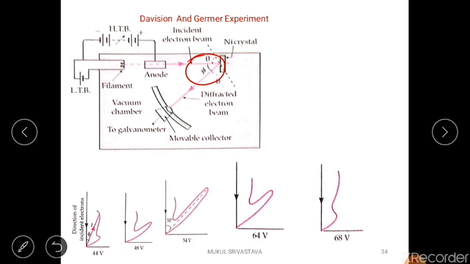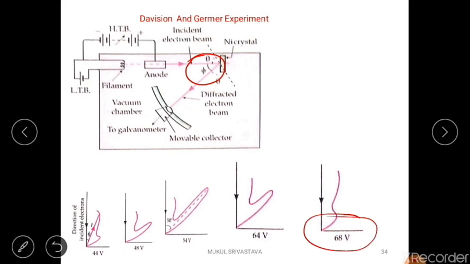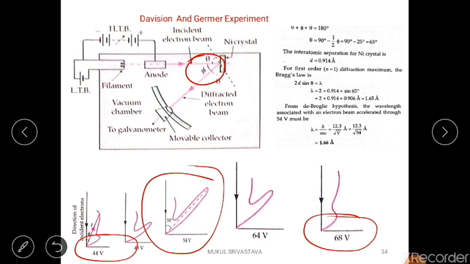So if you see these graphs, starting from 44 volt to 68 volt, this maximum peak appears at 54 volt basically, and in that case the scattering angle will be 50 degree. Now you see in this case here, these angles theta, phi and theta add up to give you 180 degree. The sum of all these angles will give you 180 degree.